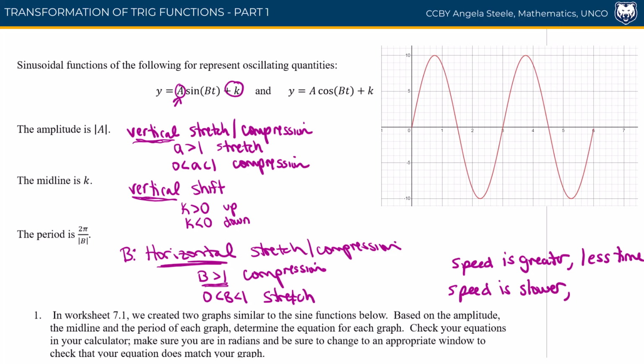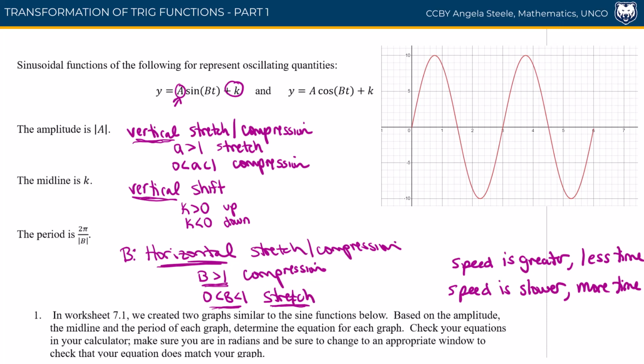then it's going to take more time. If you think about driving to Denver, if you have a slower speed, it's going to take you longer to get to your destination. So when we bring it back to our information here, if b is between 0 and 1, that means you're going slower, so it takes more time to complete a revolution, which gives us that stretch. And there is a relationship between how long it takes to complete one full revolution and the b value.